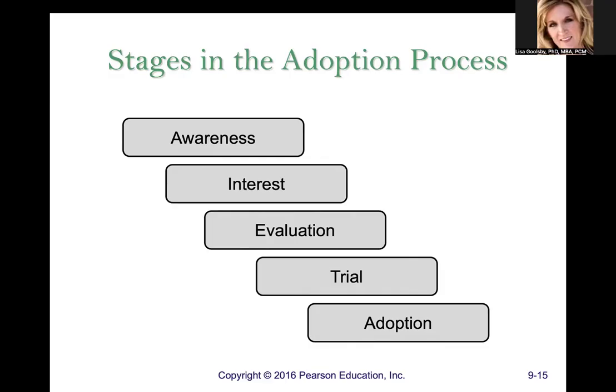Now, some products, let's say you had a bottle of water, that adoption process is going to go quickly. You're still going to go through all of these stages, but you may go through them very quickly. If it's a more complex product, you're going to probably spend a bit more time in each of these stages of adoption. So, as consumers, we have to become aware that a product exists. From that awareness stage, we want to be interested in the product and using the product. Oftentimes, then we evaluate, we try it, and then we adopt it.